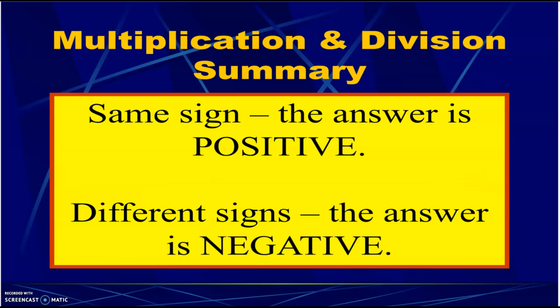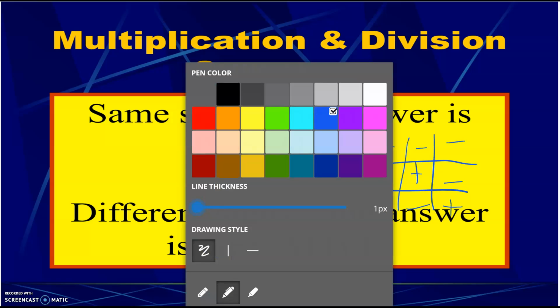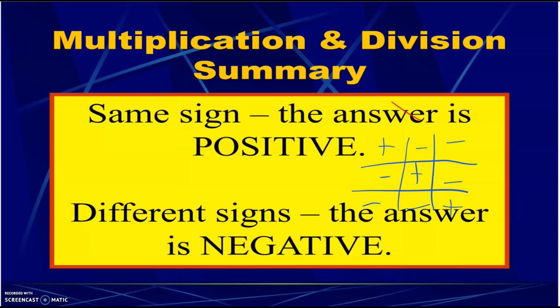One of the ways that some people will remember this, let me clear off my ink here, is I've seen people teach it with a tic-tac-toe board. This may or may not help you. I don't know. But the way it works is you put positives down the diagonal and then fill in negatives on the rest. And once again, this only works for multiplication or division, okay?